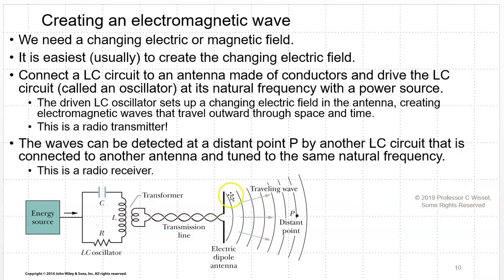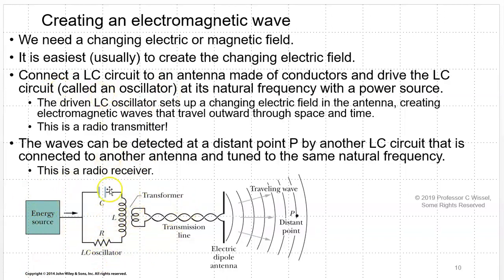Okay, now, it's fine to do this between the plates of a parallel plate capacitor, but what else can we do with this? Well, we want to create an electromagnetic wave. So we need a changing electric or magnetic field. It turns out the easiest way to do this is to create the changing electric field. So you build a radio transmitter. And here's a radio transmitter right here. This whole thing right in here.